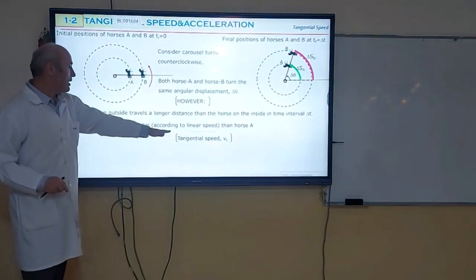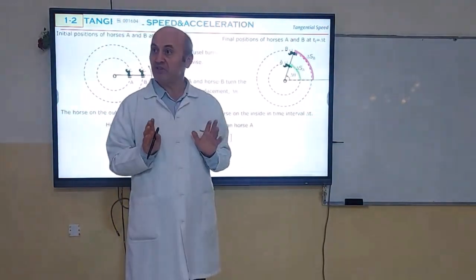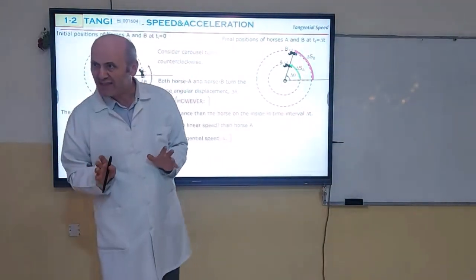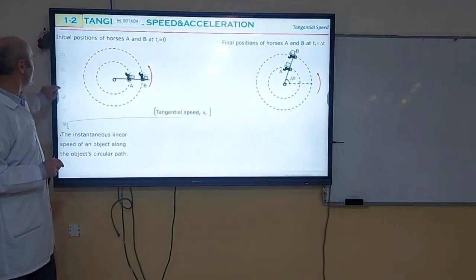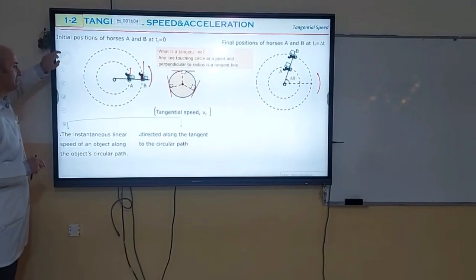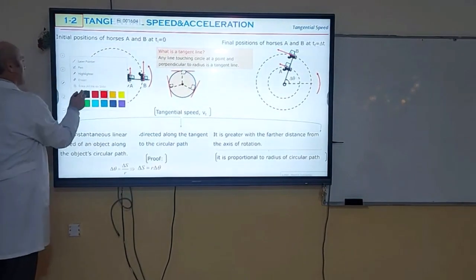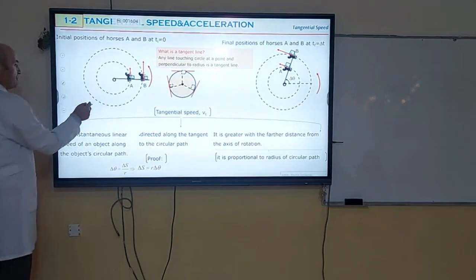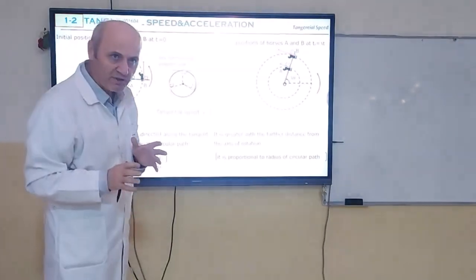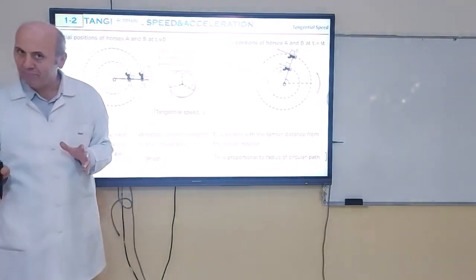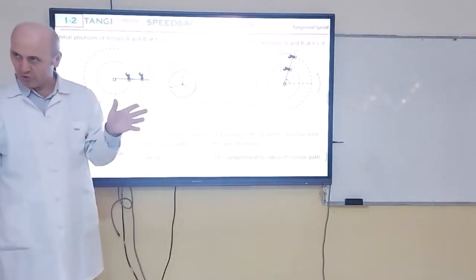So then, the linear speed in circular motion is given a name. That name is tangential speed. The definition of tangential speed is: it is the instantaneous linear speed of the object along the circular motion. We are going to talk about circular motion. If we are defining tangential speed, the object should be moving in a circular path. At least a part of the path must be a circle, a part of the circle.